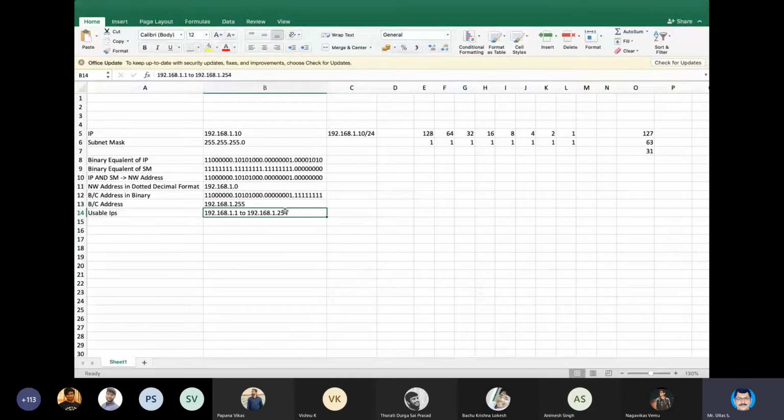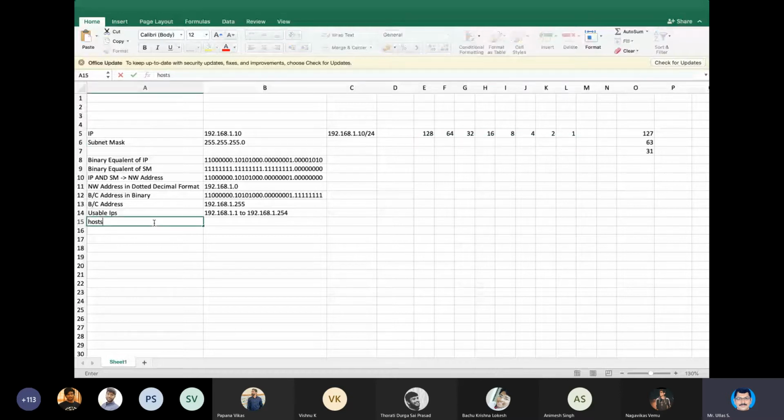Hope this much is very clear now. So how many hosts are possible in this? How many hosts or usable IPs are there? How many hosts and usable IPs are there? Is it 254?